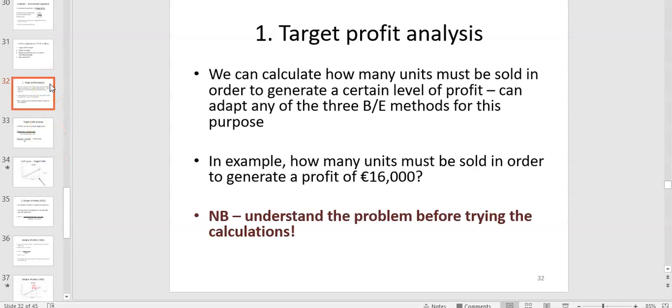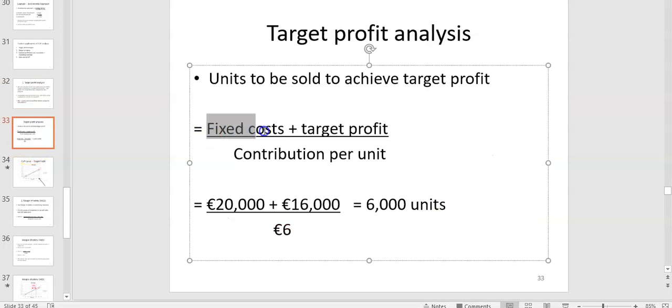Right? Now be careful. If you said 2,666, you're not thinking about the problem enough. If I want to make a profit of 16,000, then I have to cover two things. I need to cover the fixed costs, which is the initial 20,000, and I also need to cover the target profit of 16,000. So see it as another thing to cover. If you got 2,666, you were only thinking about the 16,000.